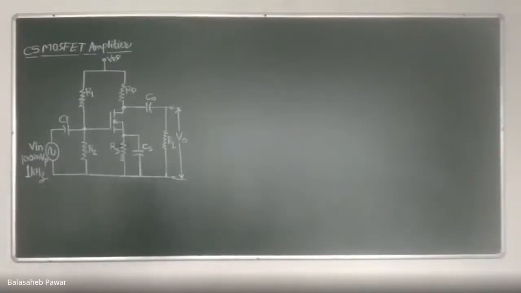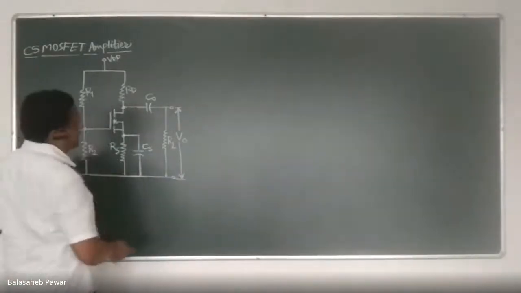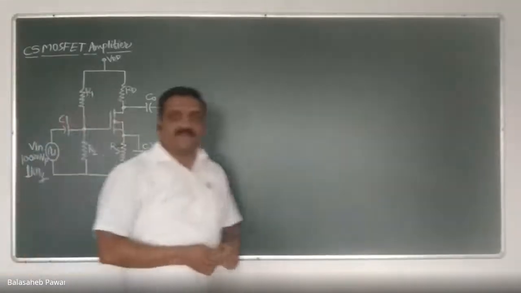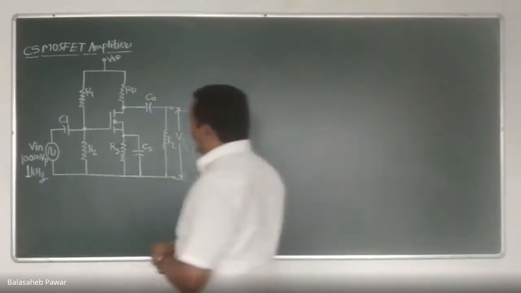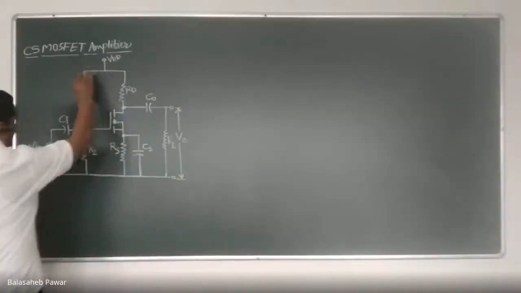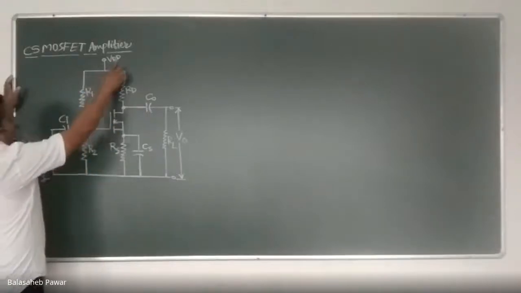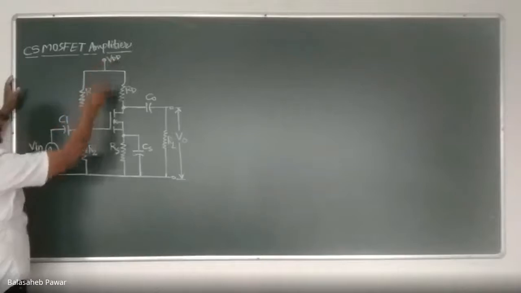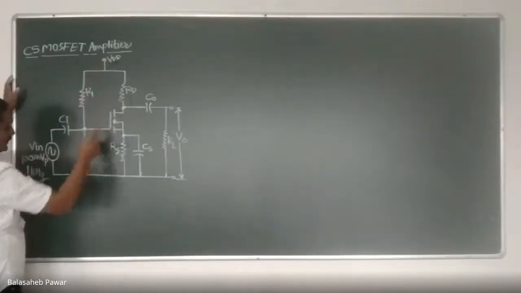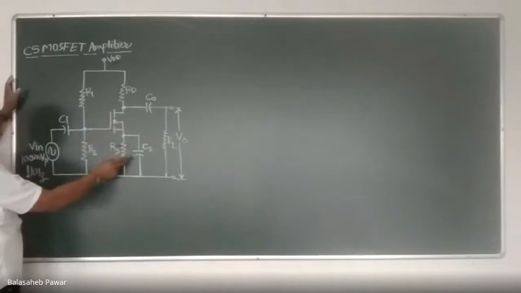So we'll start today's topic, and that is nothing but the common source MOSFET amplifier. Yesterday we already discussed the biasing arrangement for that MOSFET. So in this circuit diagram, you are now well familiar with VDD and its purpose, then R1, R2, the drain resistance RD, and the source resistance.